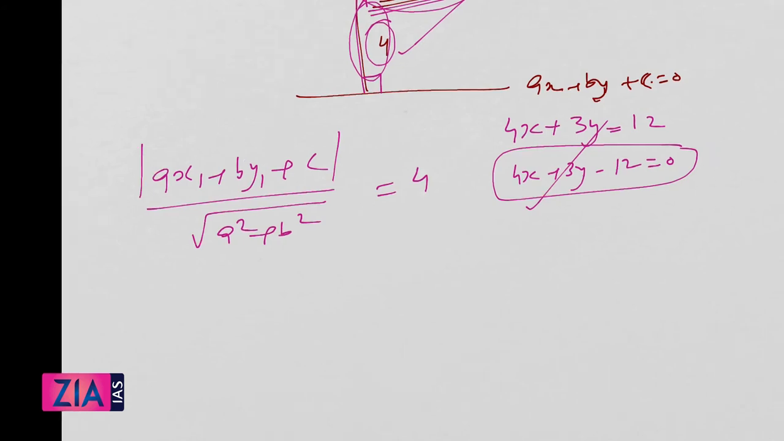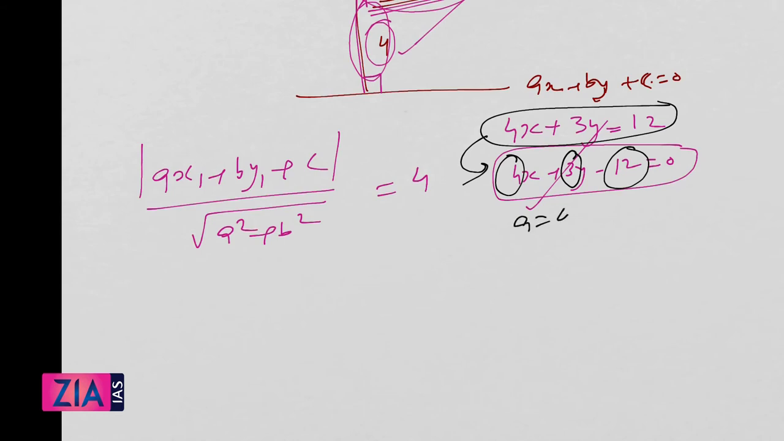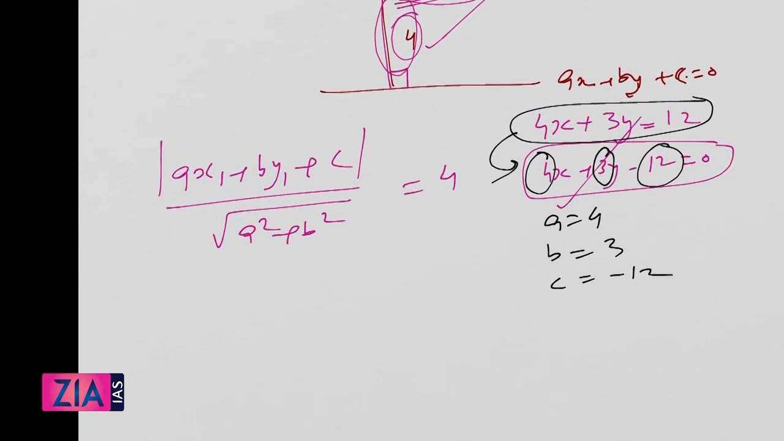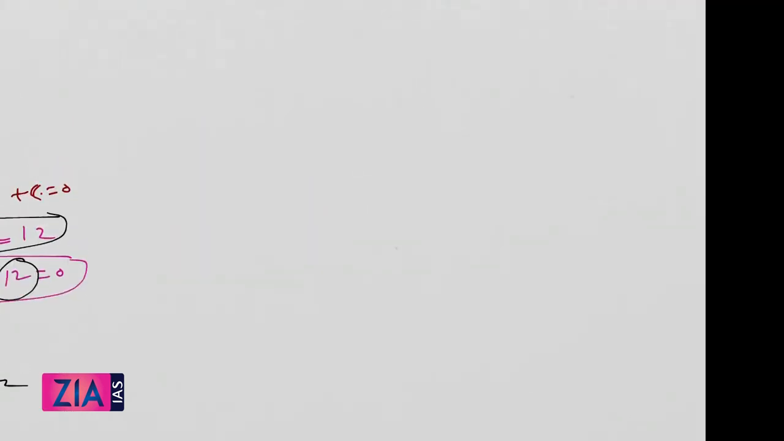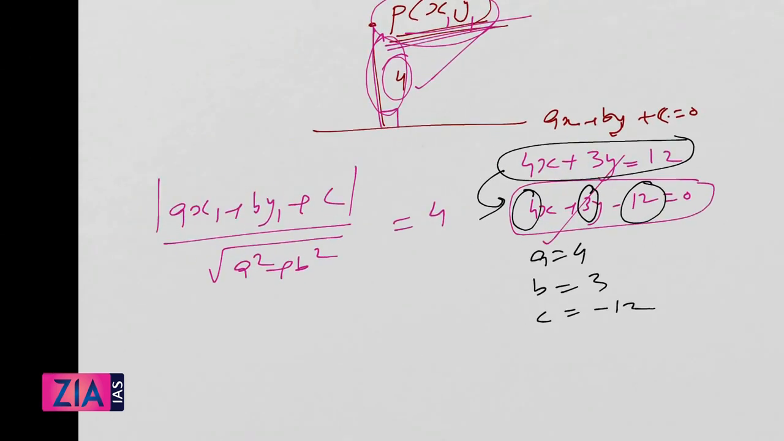What is a here? a is 4. What is b here? b is 3. What is c here? c is minus 12. This is given, so you need to convert it into the general form ax plus by plus c equal to 0, right? So a equal to 4, b equal to 3, c equal to minus 12. Now let's substitute and see what happens. So in this equation, ax1 plus by1 plus c divided by root of a square plus b square is equal to 4, which is given.